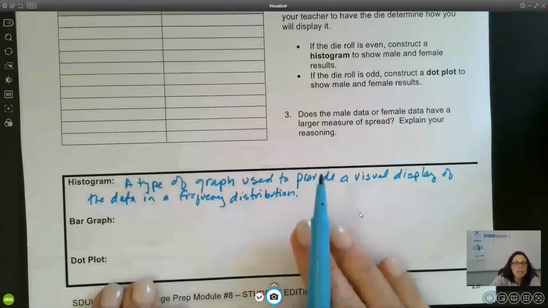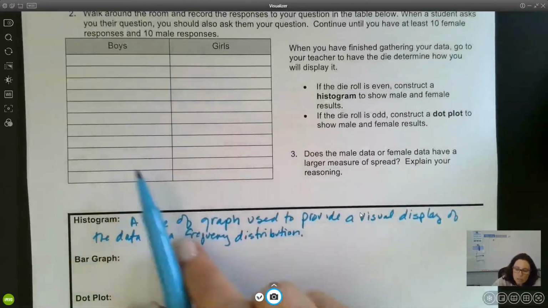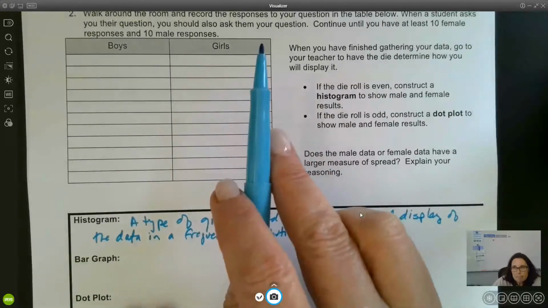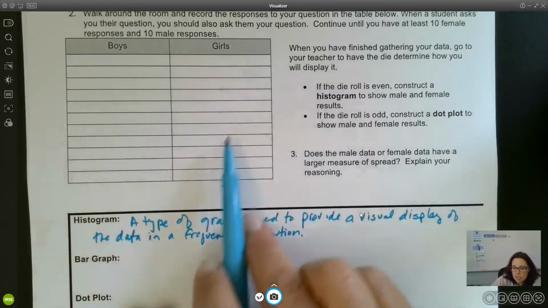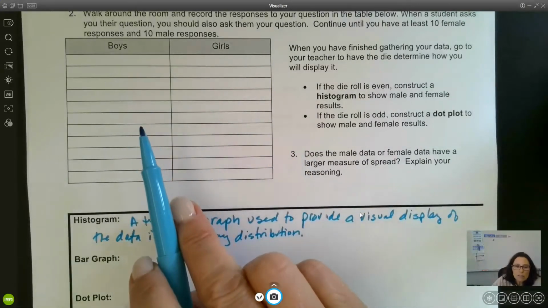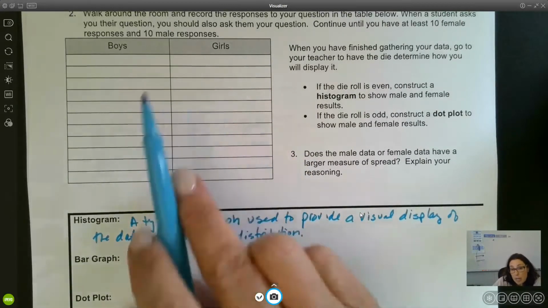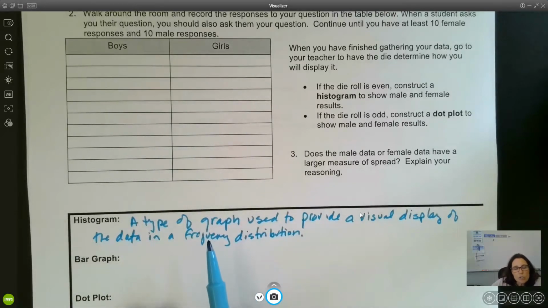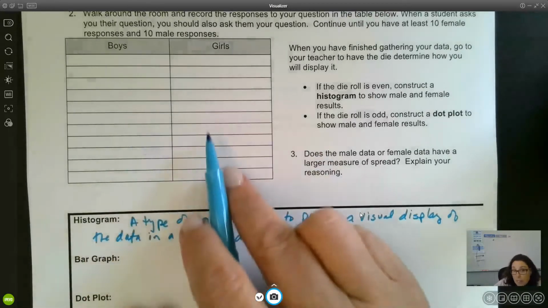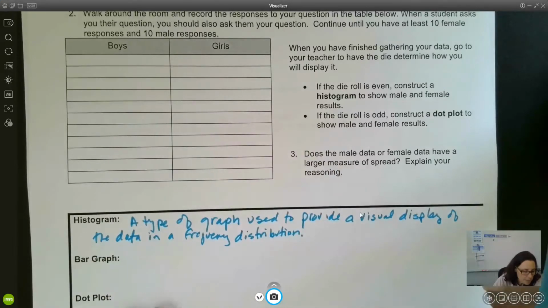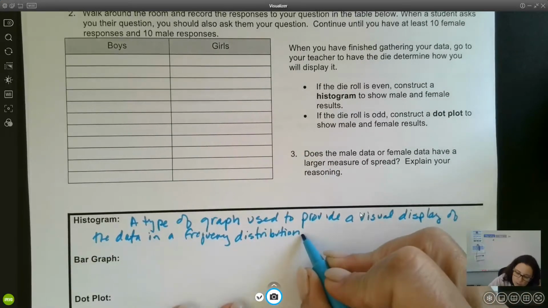Okay, something like this up here would be kind of a table representation of your data. Frequency just means how many times you are seeing the answer come up. So don't be confused by these big words, frequency distribution. This would kind of be a picture of that.